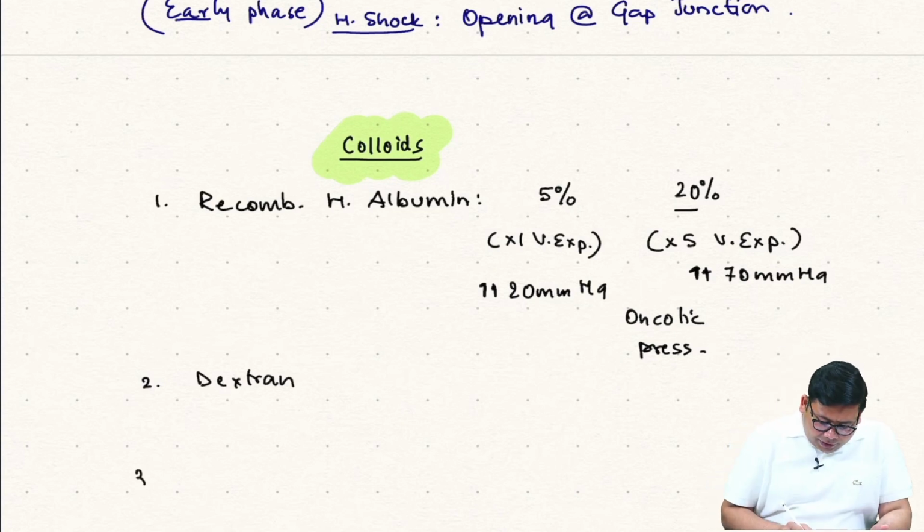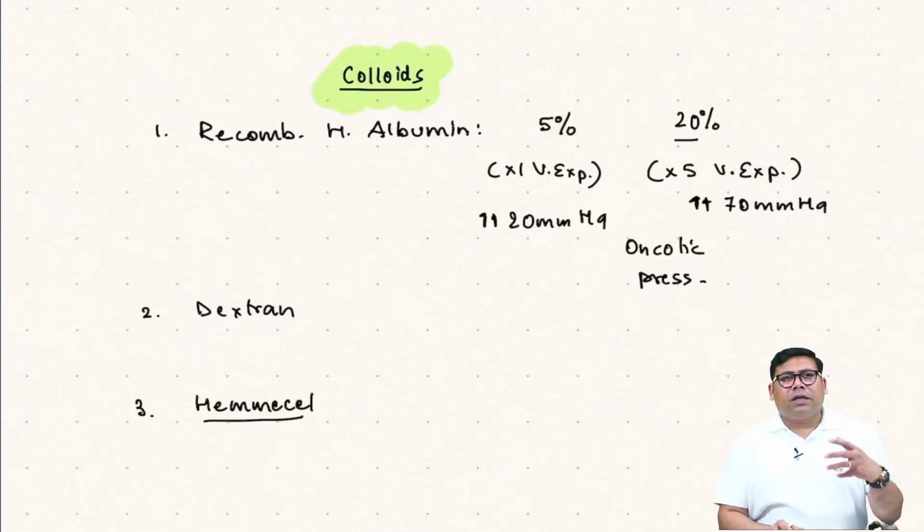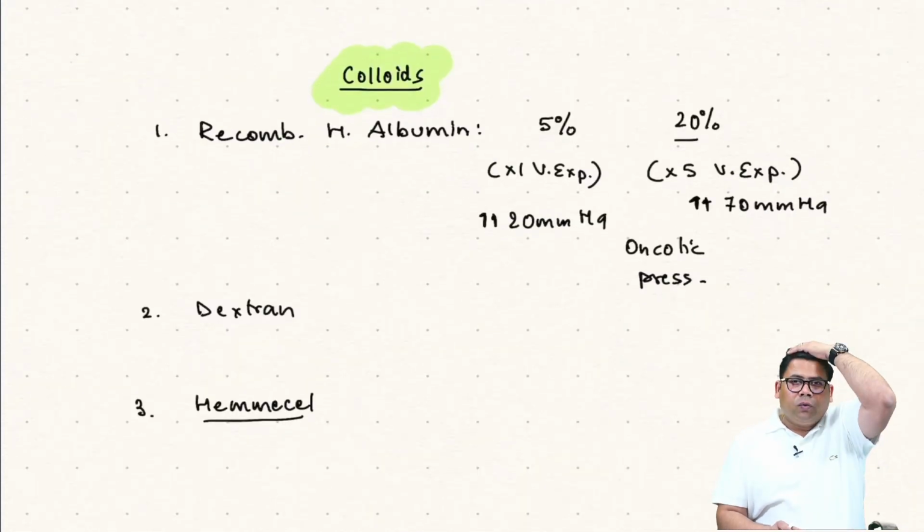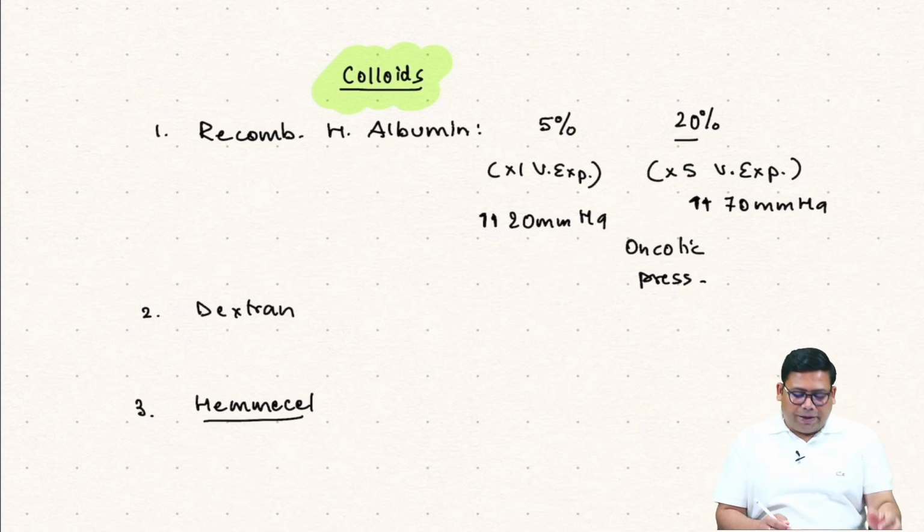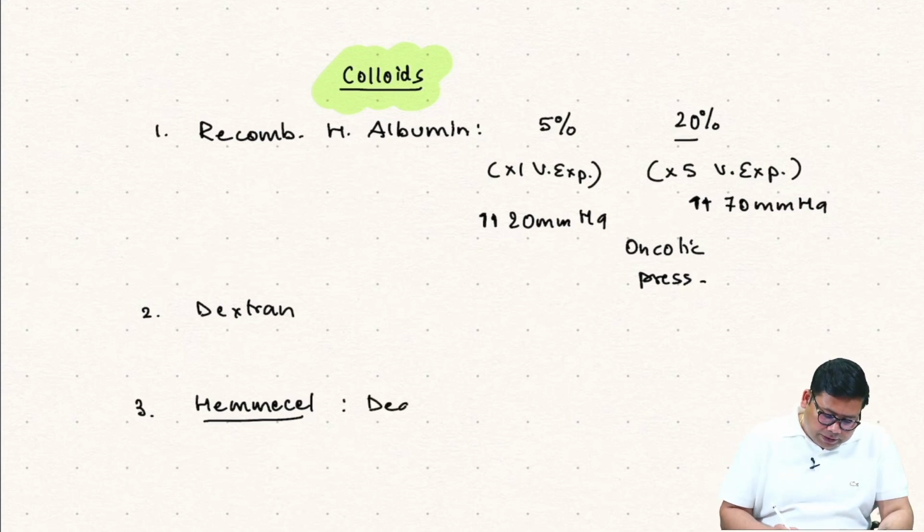The third that we have is Haemaccel. Now what is Haemaccel? This is nothing but, you are fond of ice cream, and whenever you see commercially prepared ice cream, they use gelatin. So this is a degraded gelatin polymer.